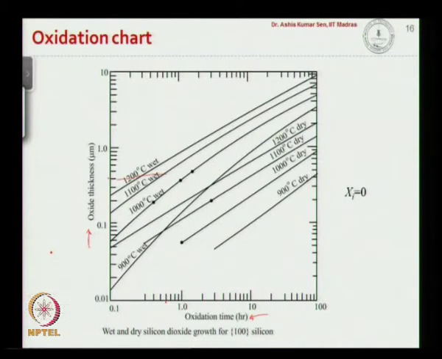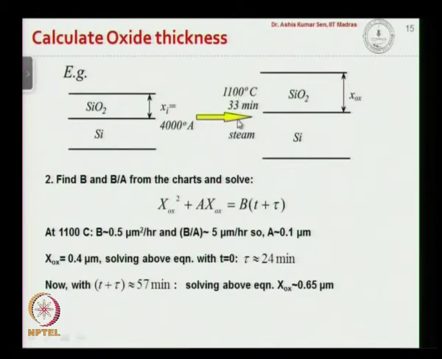So we found out that the time is about 57 minutes, so it is about 0.95 hour. If you draw a vertical line from here onto the 1100 degree centigrade and you draw a horizontal line from there, you will get about 0.65. So here this value you will read as 0.65 micron. Now that is one approach.